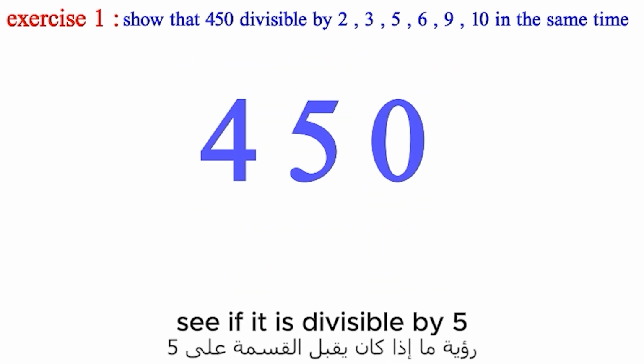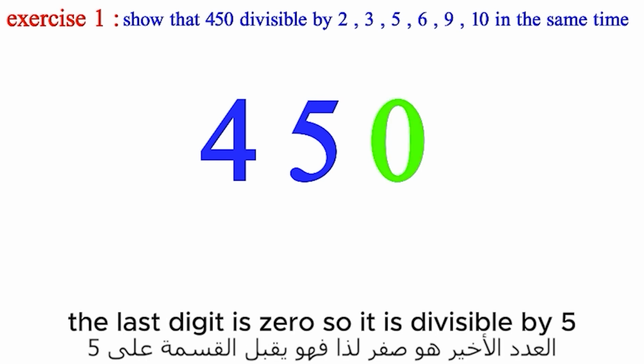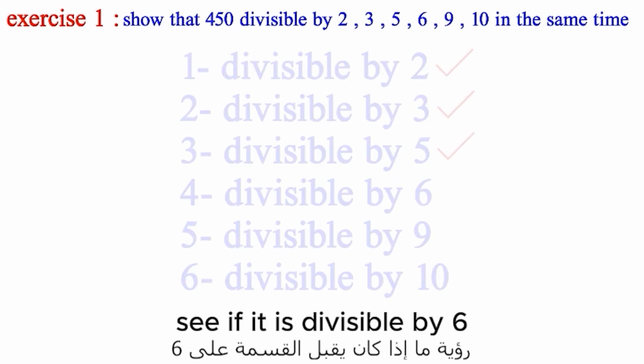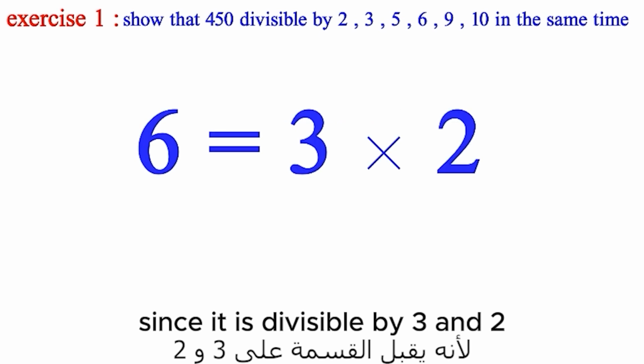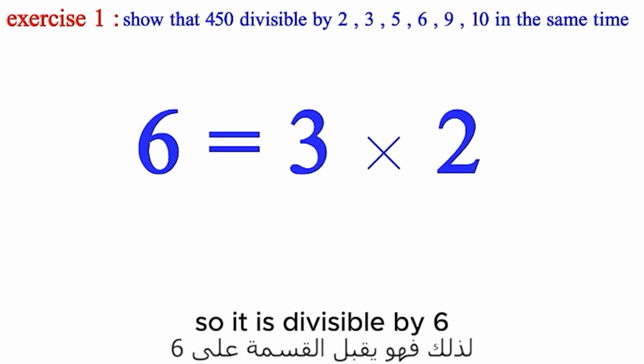See if it is divisible by 5. To be divisible by 5, the last digit must be 0 or 5. The last digit is 0, so it is divisible by 5. See if it is divisible by 6. Since it is divisible by 3 and 2, and 6 equals 3 times 2, it is divisible by 6.